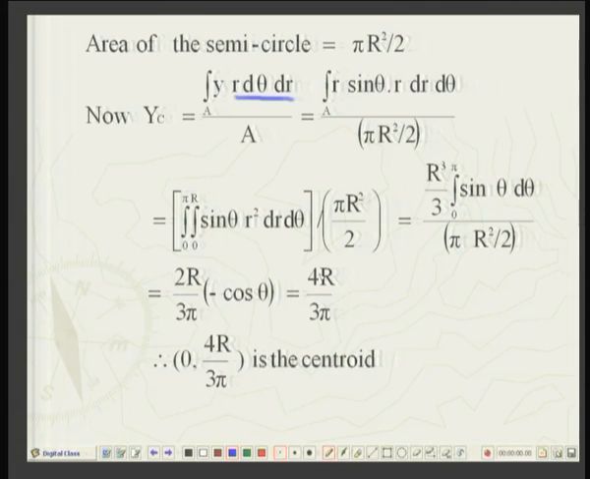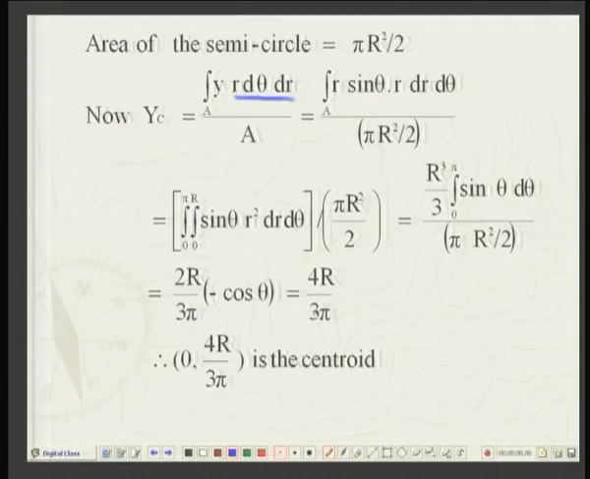So, what are the coordinates of the centroid? We have already seen that it lies along the y axis. So, x coordinate is 0 and the y coordinate is 4 r by 3 pi. So, this is how you will get the centroid of any figure, provided you know the shape of the figure or equation of the periphery or circumference of the figure.